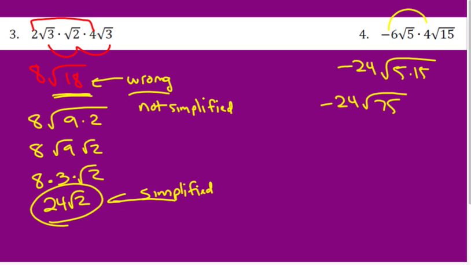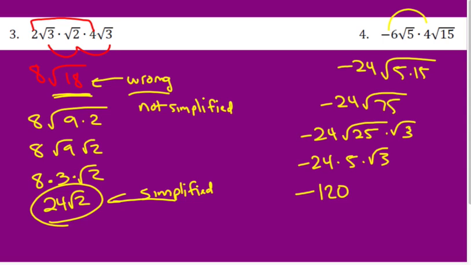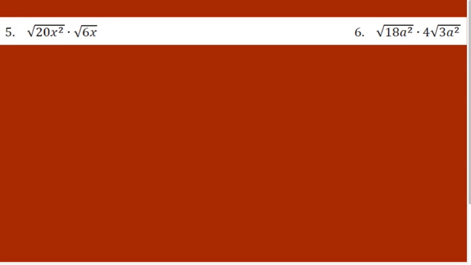But 75 I can break up into square root of 25 times square root of 3. So negative 24 times 5 times square root of 3. When I multiply it, that's going to give me negative 120 square root of 3. There is my simplified answer. That's what it has to look like. So you've got to recognize when you can and cannot simplify underneath the square root.